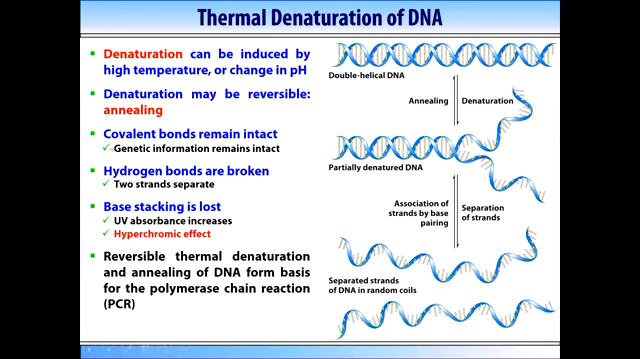During the process of thermal denaturation, covalent bonds remain intact. In other words, the continuity of each strand is not perturbed. It's not cut in pieces. It's just separated. It's only the hydrogen bonds that are broken. Also, the base stacking is lost. Because the nucleotides, which stack nicely when they're in double-stranded DNA form, upon denaturation, upon separation of the strands, now start to randomly rotate, and they do not stack anymore.